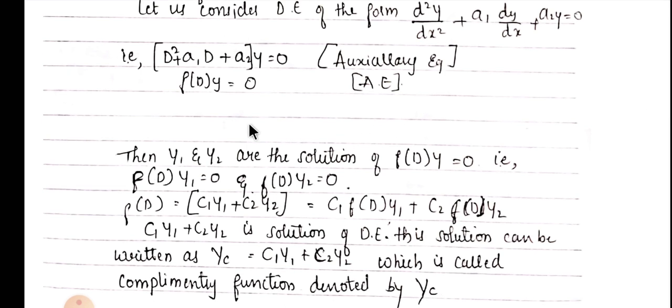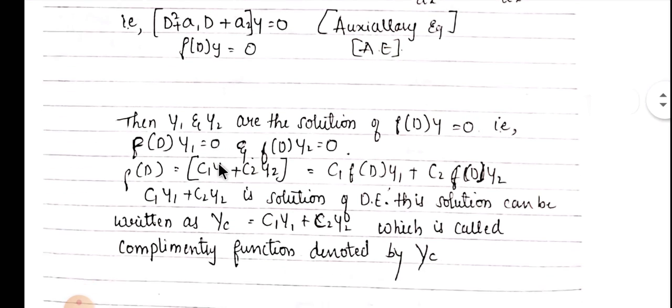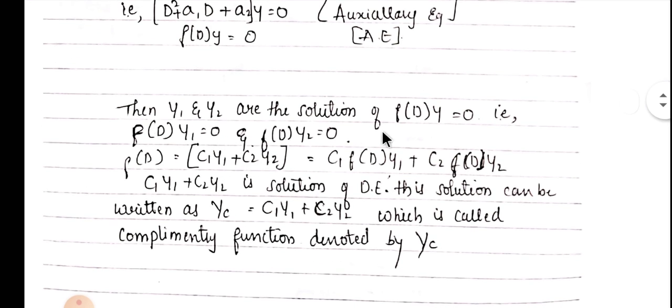For this auxiliary equation, we will find the roots by the factorization method, or by applying Sridhar's formula, or by synthetic division. Then we are going to arrive at two roots. In general, I will say them as y1 and y2. Therefore, if f of D of y is equal to 0, that is, f of D y1 is equal to 0, and f of D y2 is equal to 0.